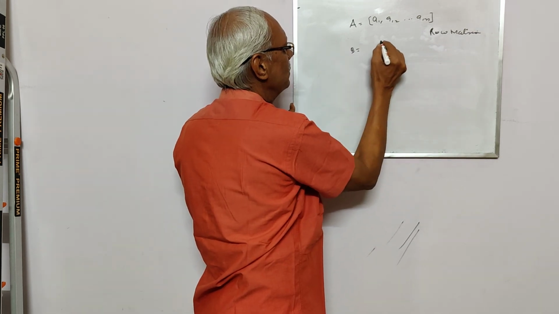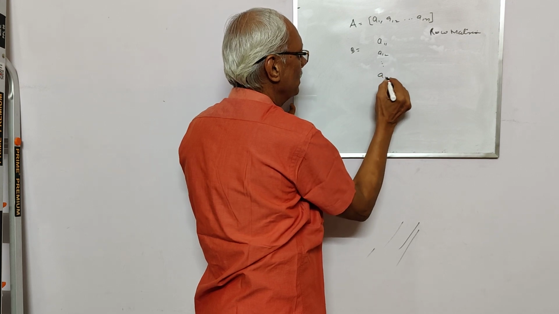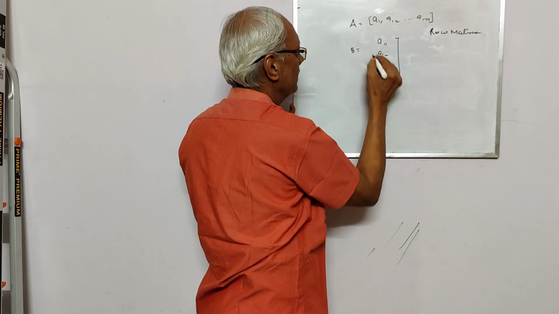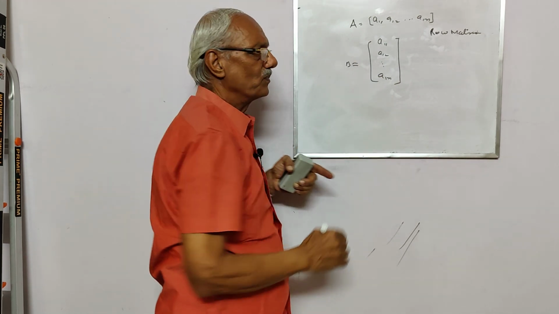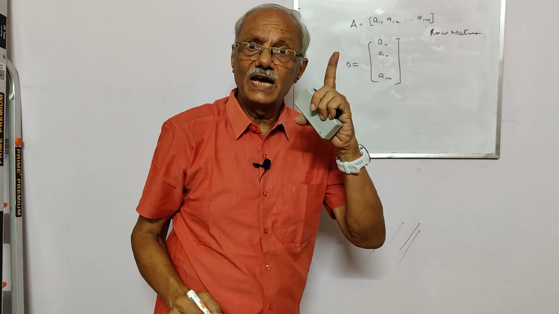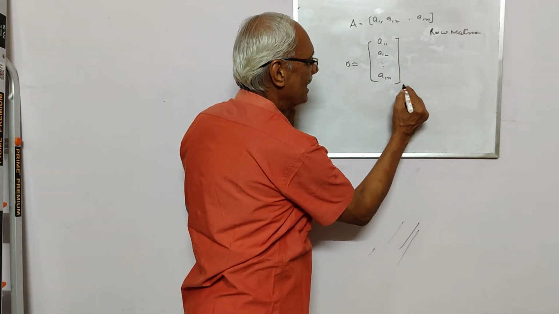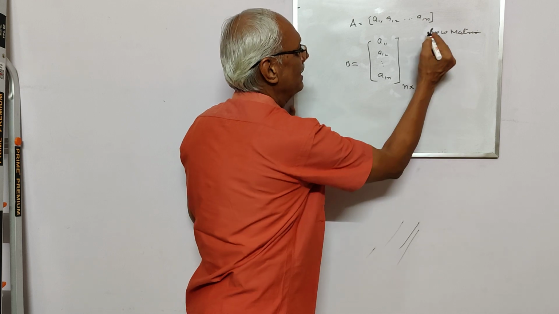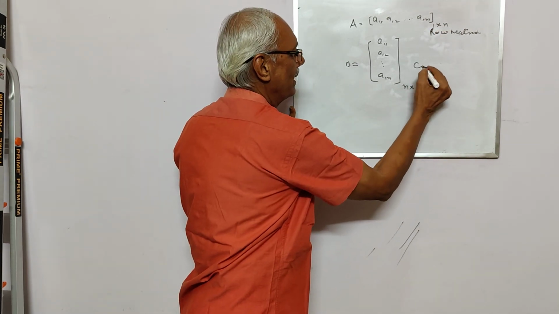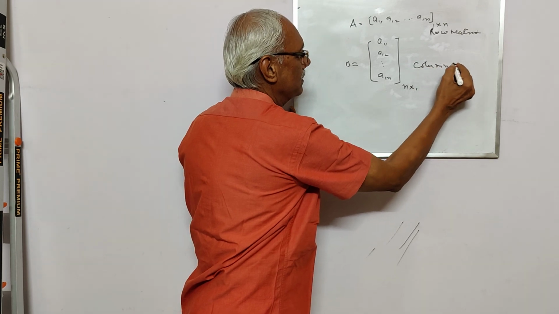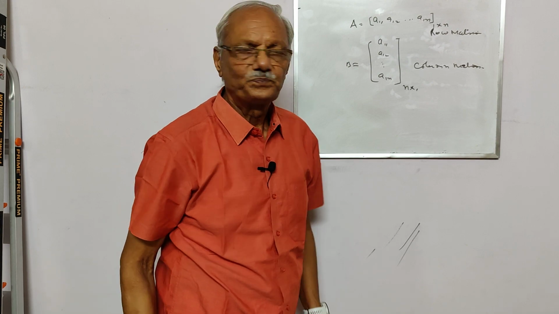And B is equal to A11, A21, dot, dot, dot, An1. Now, what is it that you find here? There are n rows, but only one column. So, this is n cross 1. The earlier one is 1 cross n. In the sense, this is a column matrix.